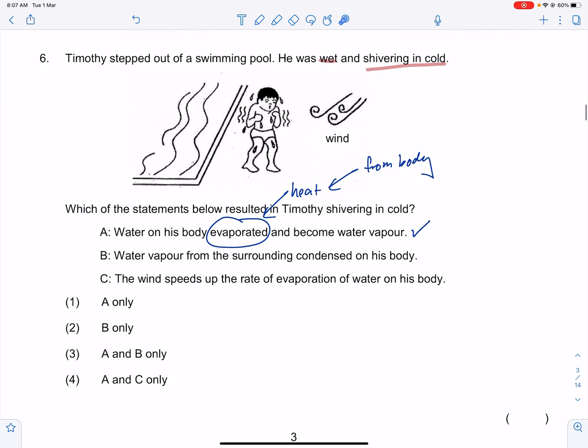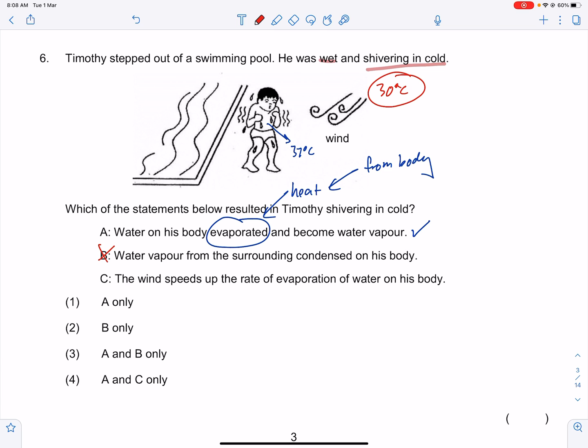we should also know that given the right context, his body temperature is about 37 degrees, and room temperature is probably about 30 degrees Celsius. So in short, he would not have provided a cooler surface for the surrounding water vapor to condense on him. So B is wrong.